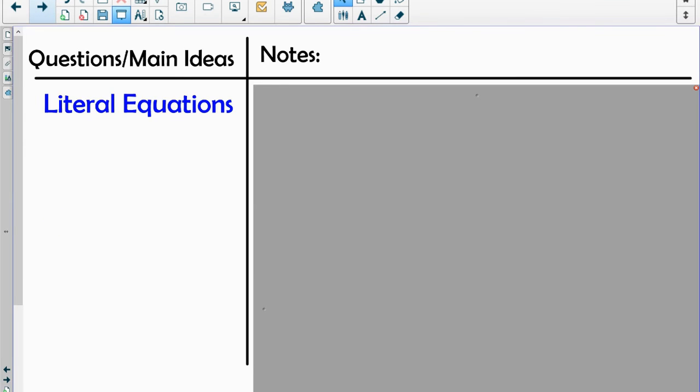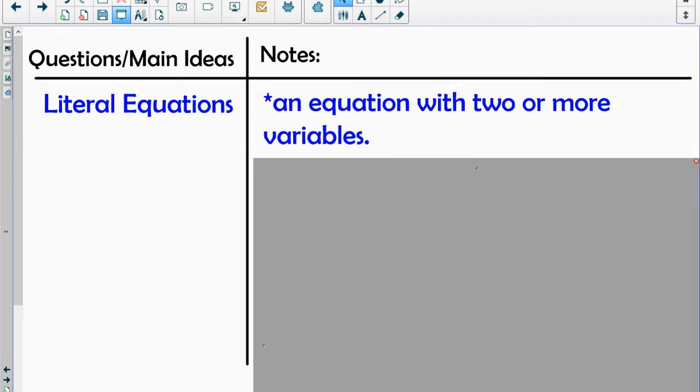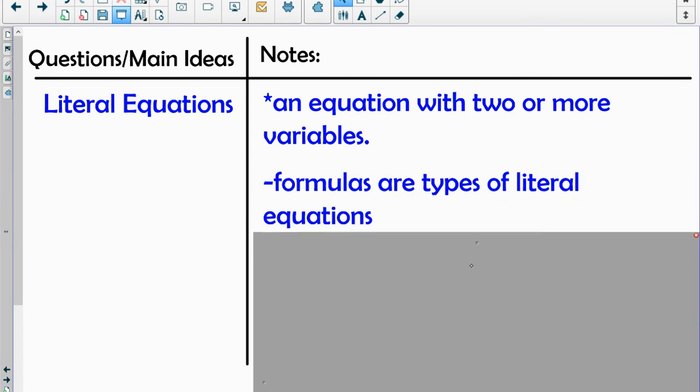All right, first main idea is literal equation. So what is it? It's an equation with 2 or more variables. Typically, we've been dealing with only one variable lately when we solve one-step, two-step, multi-step equations, even two-sided equations. If it has x on the left and x on the right, that's still just one variable. So we're talking about 2 or more different variables.